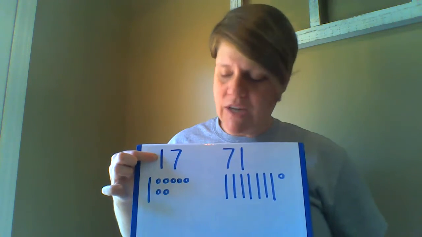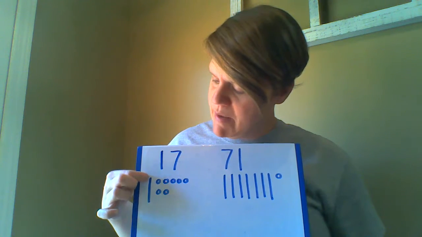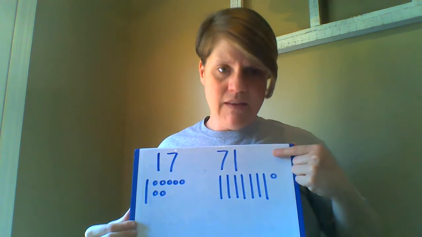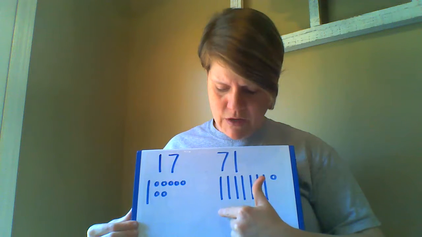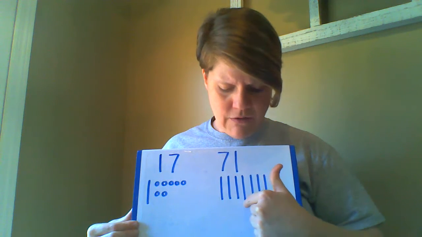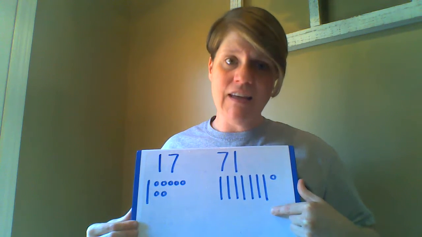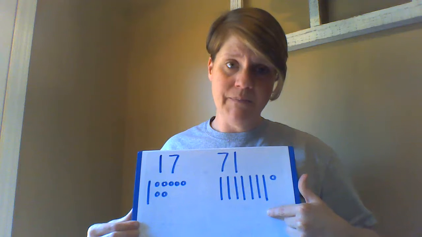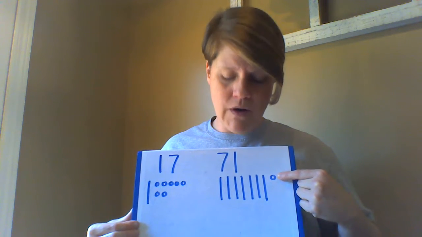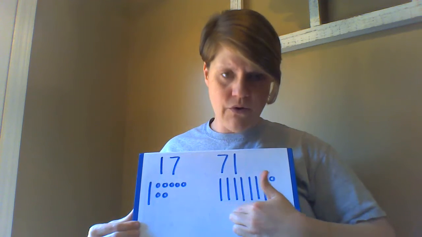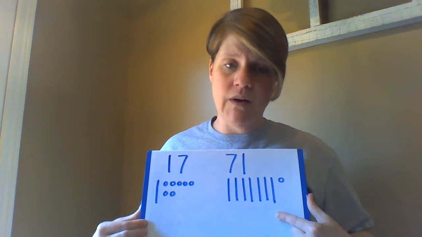17, which I have drawn out underneath, and I've made 1 ten and then 7 ones, and that shows us the number 17. This number is 71, and 71 has 10, 20, 30, 40, 50, 60, 70. It's showing you 7 groups of 10 and 70, and then the 1 over here. So that is 71 drawn out as 10s and 1s.